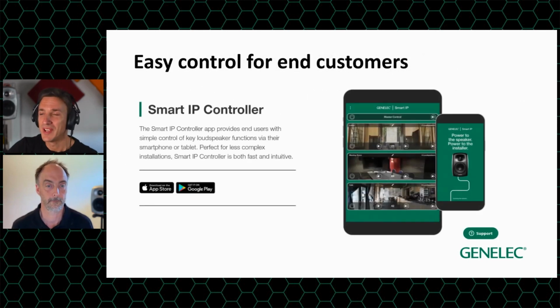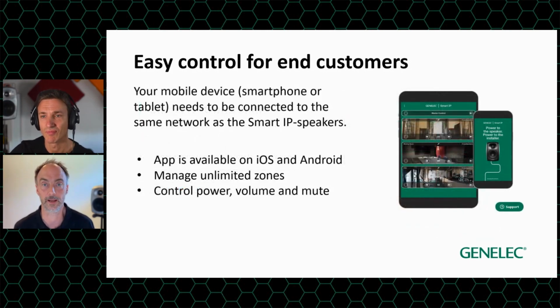And quite new, we have another option to make it even easier to control the really basic functions, and this is the Smart IP Controller app. Yeah, that's for a very basic, not so complex installation. We have our own app available from the App Store for iOS and iPadOS, and from Google Play for Android devices. The end user uses their own mobile phone or an iPad or whatever to control the different zones.